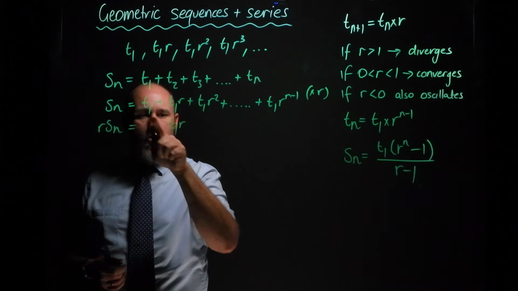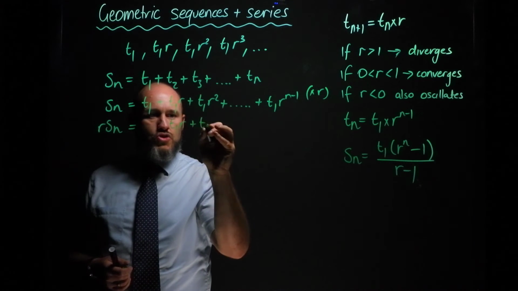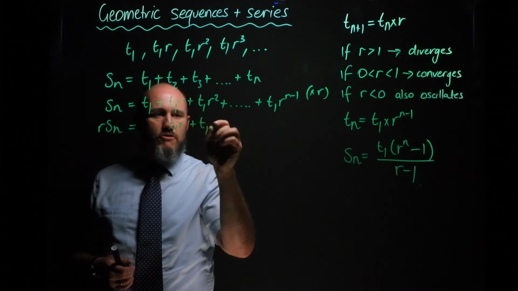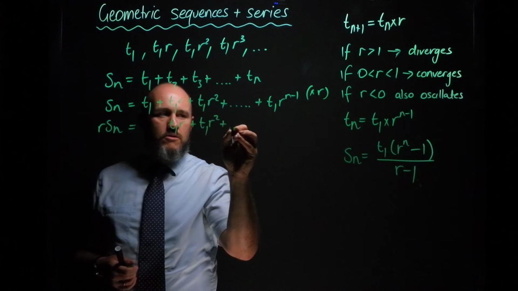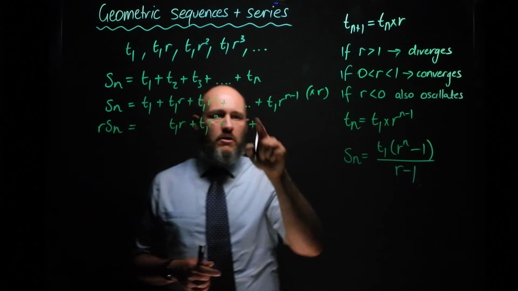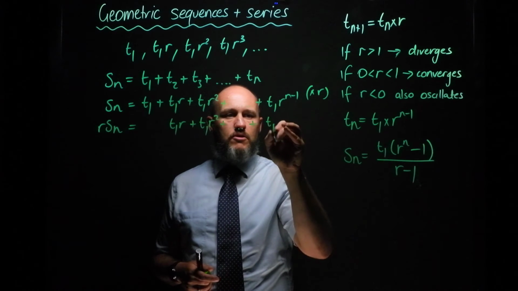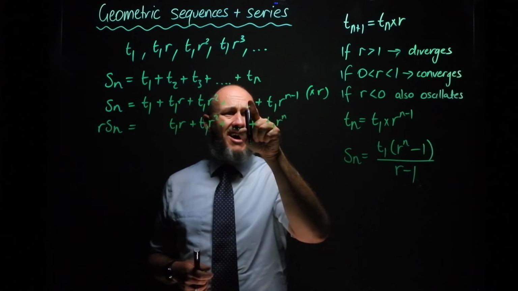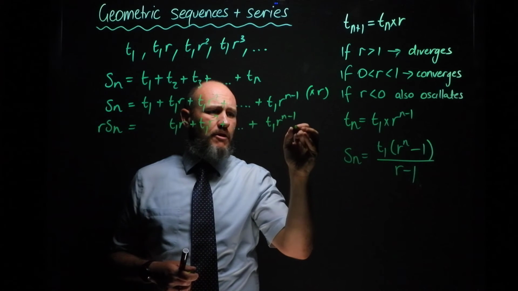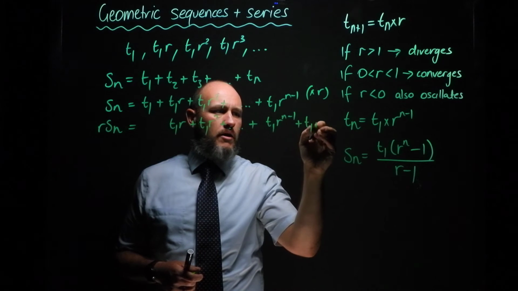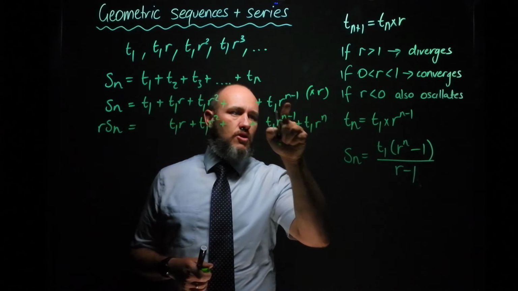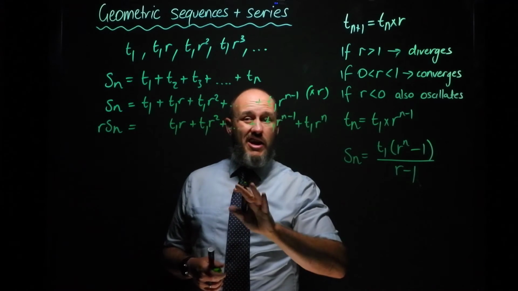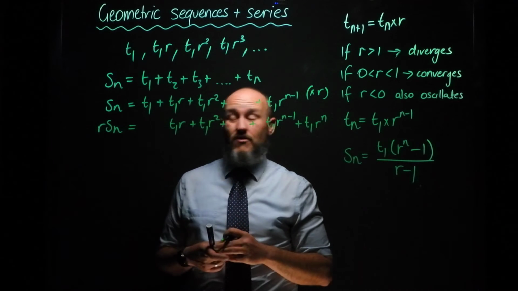T1R, because that term 1 times R is that. Term 1R times R is term 1R squared. There's lots of stuff in there. This previous term times R will be, the previous term will be term 1R to the power of n minus 2, times R to the power of n minus 1, plus term 1 R to the power of n. So this times R will be that. Pause the video now and do a little bit of maths if you're not convinced.